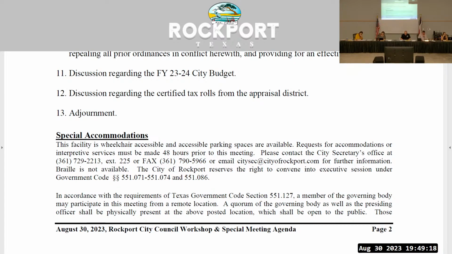So we will hopefully wrap everything up there with the proposed tax rate, first reading of the tax rate ordinance, public hearing on the budget, as well as second reading on the water and wastewater ordinance. And then we just finish this out as scheduled. So that's what we have left. All right. Any question on that, council? It's not an action item. Item number 12, discussion regarding certified tax rolls from the appraisal district.